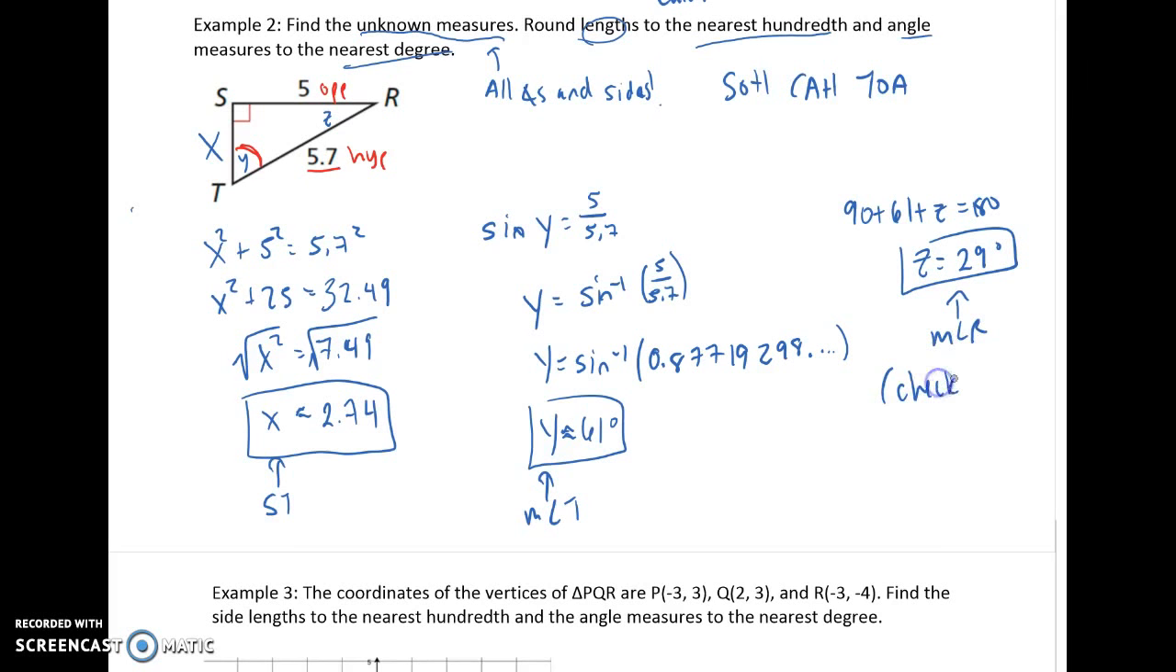Check using cosine. So just do a quick check. Is when you see cosine of 29 in your calculator, that's about 0.874619, et cetera, et cetera, et cetera. Is that equal to 5 divided by 5.7? And yeah, it looks good to me. It's close, not exact because we rounded, but it's pretty close, so it looks pretty good. But again, you can always do the inverse cosine to double check as well. Okay.